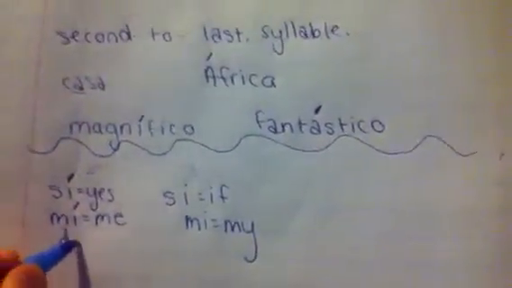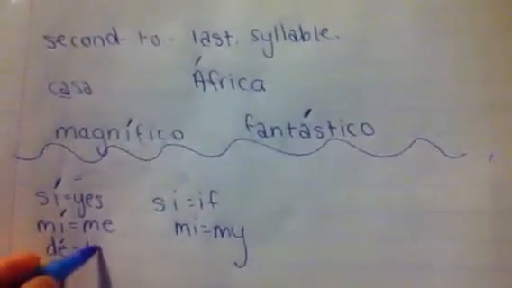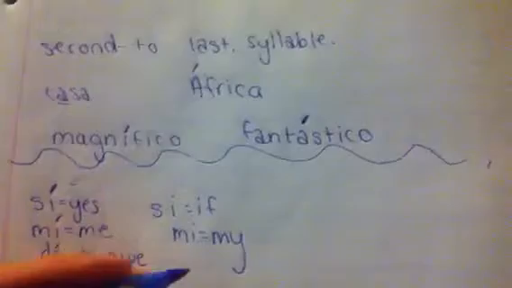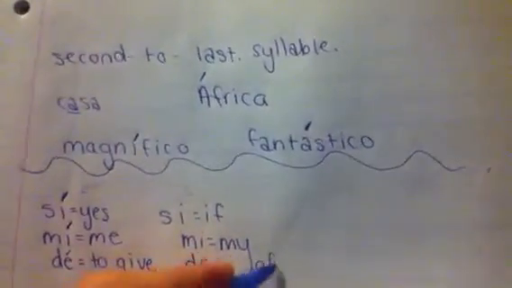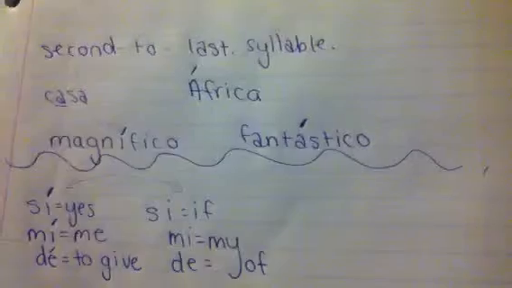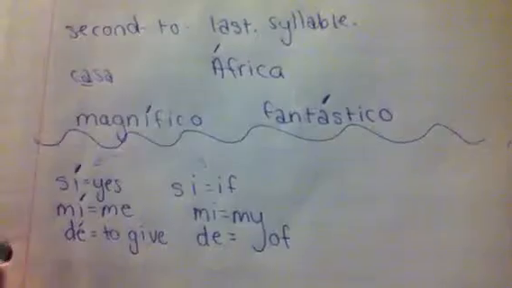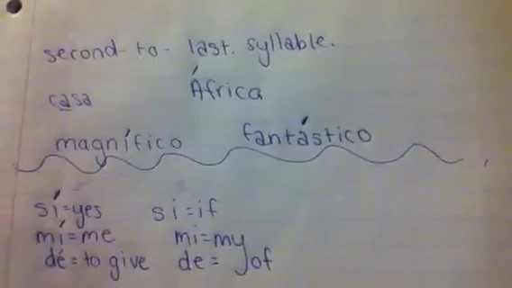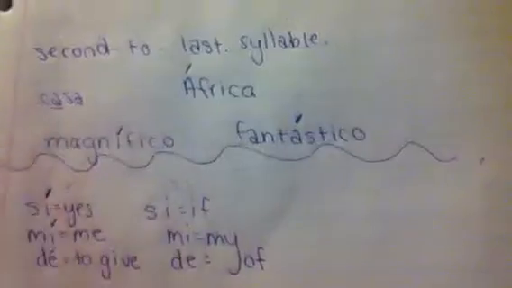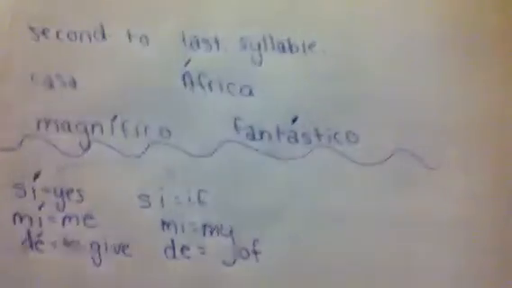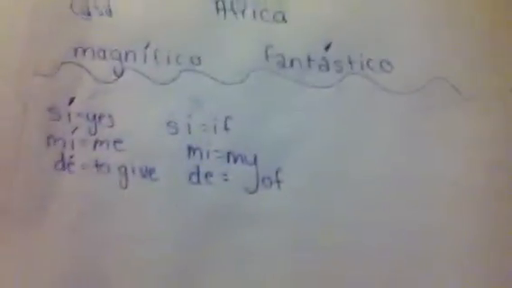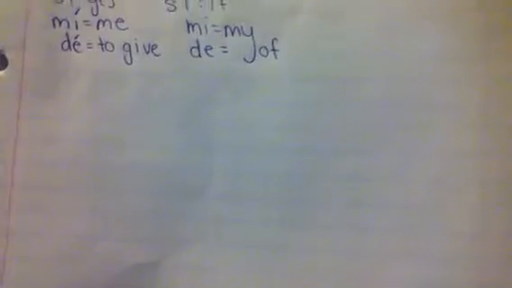De is of, and dé is to give. How about sí, mí, dé? So those words need accentuation. So in the next video, I'm going to give you guys a couple of words to decide whether they need accents or they don't need accents. You guys can feel free to leave me comments, or leave me a video.